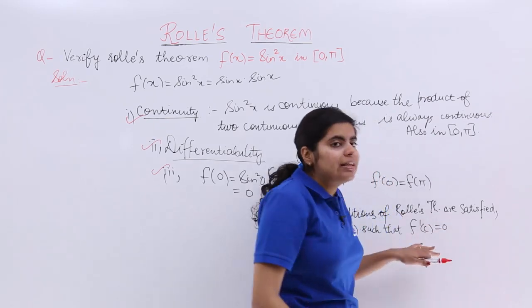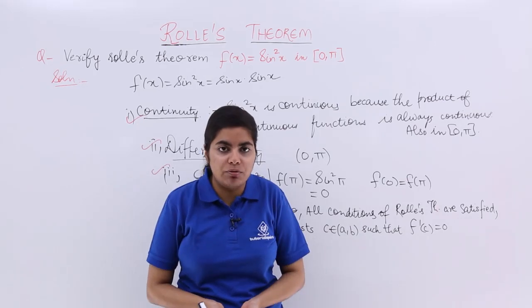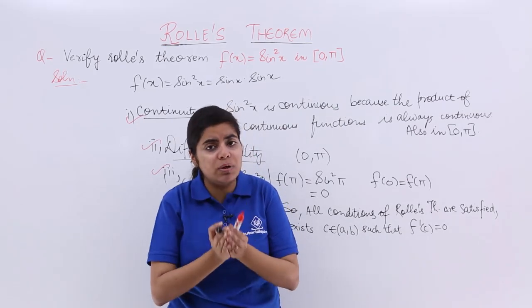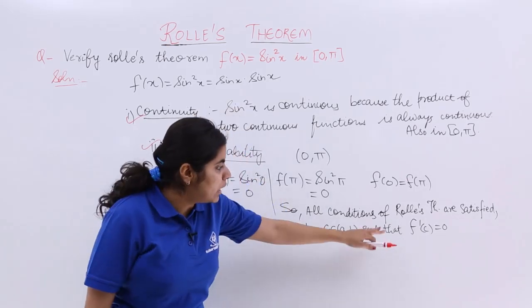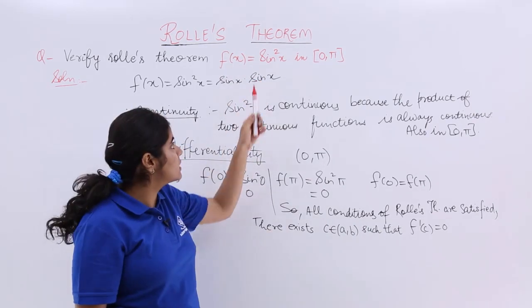Please do not think that in mathematics you do not need to write all the statements, and can directly solve it. These are such kind of questions based on mean value theorems wherein you have to write each and every step. Only then it will fetch you all the marks, right? So f dash c equal to 0. Where is f of x? F of x is here.